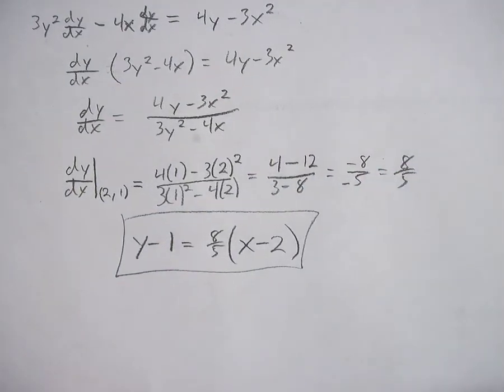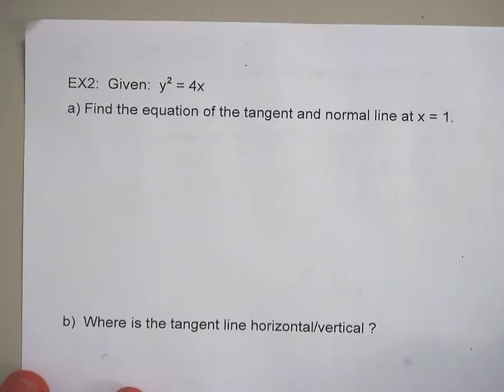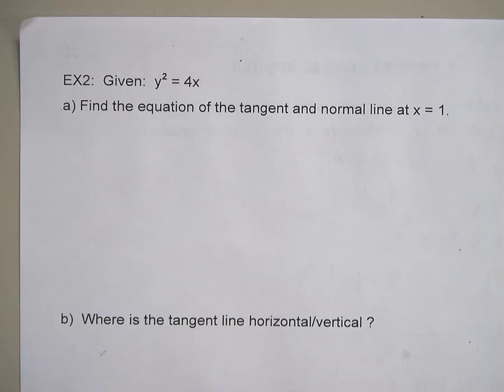Okay, let's go on to the back. Example 2 says, given y squared equals 4x, find the equation of the tangent line and the normal line at x equals 1.